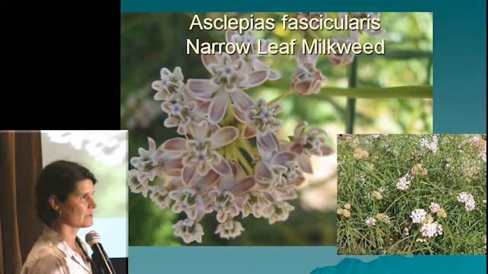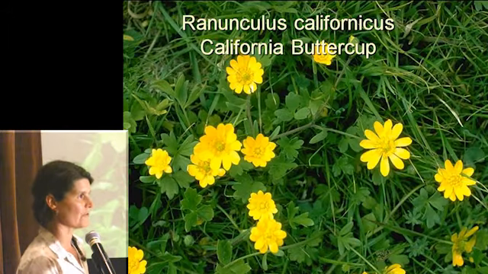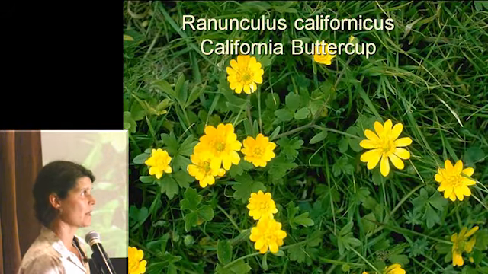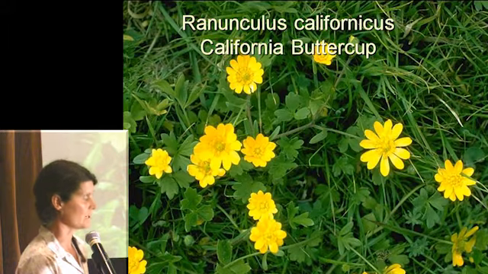So it likes those seasonally moist areas that go dry in the summer. The same with Ranunculus californicus, the California buttercup. It comes up in the late winter to early spring, which is nice. It's one of the first things to flower out in nature after winter.